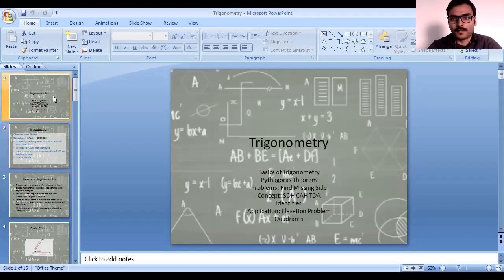So let's start with the introduction of trigonometry, basic of trigonometry, Pythagoras theorem, problems, we'll solve some problems, finding the missing side, length of the side, and then concept of SOH, CAH, TOA, and identities in trigonometry, application of trigonometry like elevation problem and quadrants.